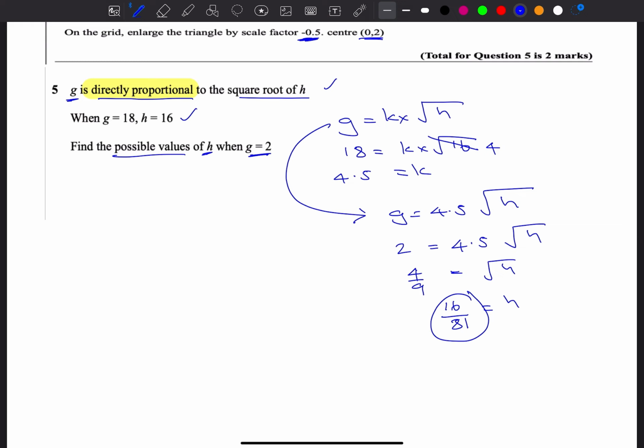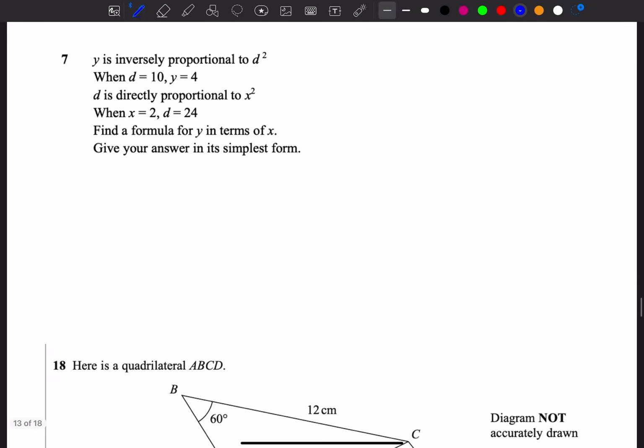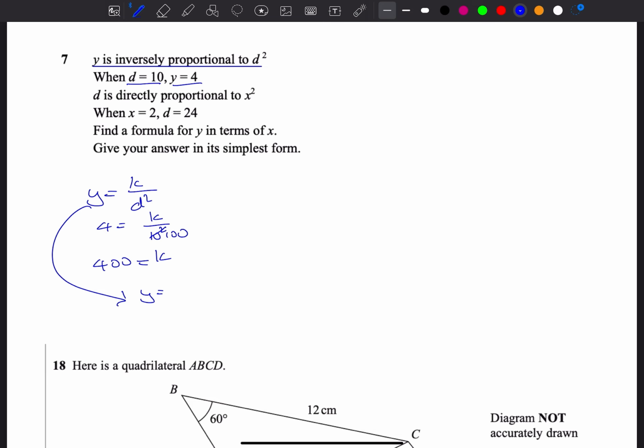Okay, I'm just going to leave it like this. Next one. Again, y is inversely proportional to d squared. So that means y is equal to k over d squared. Then d is 10, y is 4. 4 equals k over 10 squared. 10 squared is 100, so k is 400. What is the equation? y equals 400 over d squared.